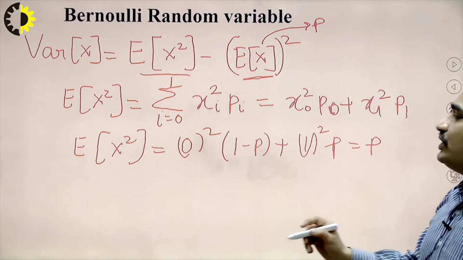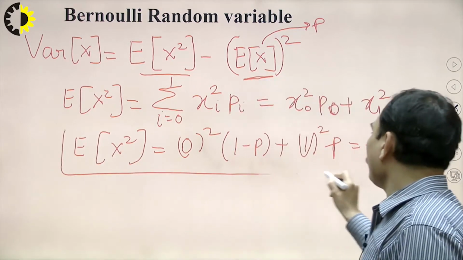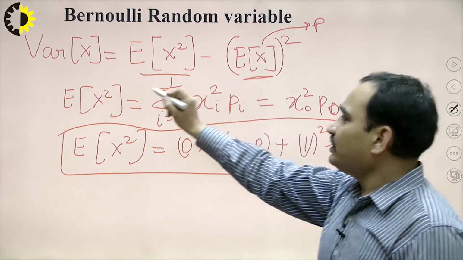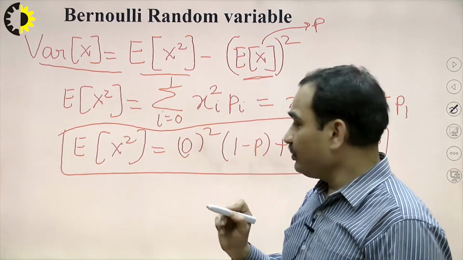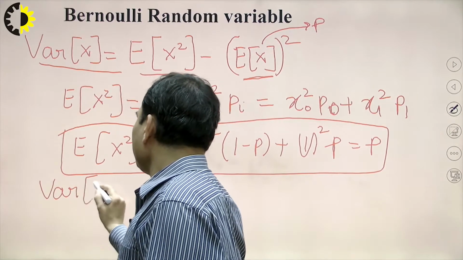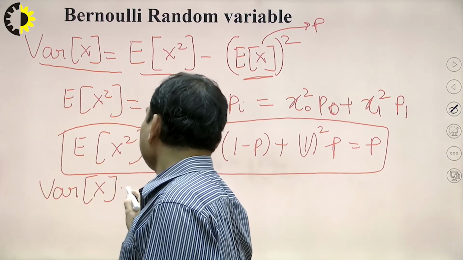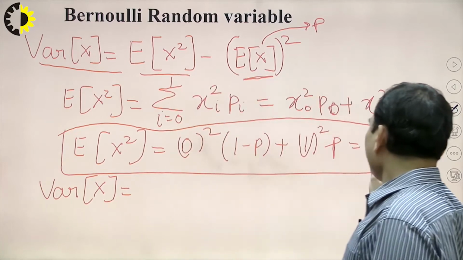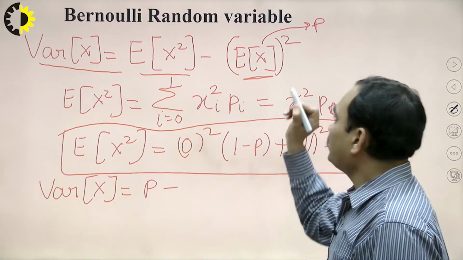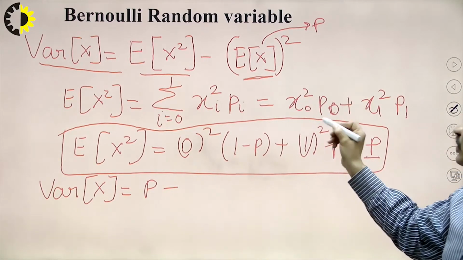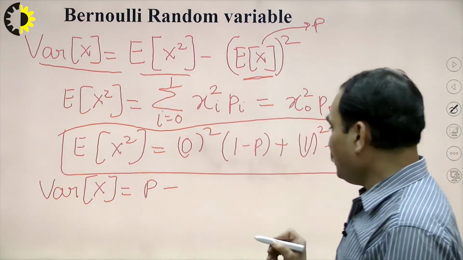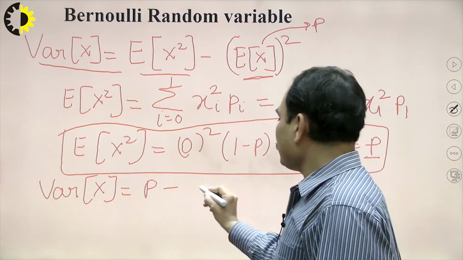Now substituting the values of the expected value for x square, expectation of x square, in the variance. While solving, what we are getting: the variance of the Bernoulli random variable x is equal to, expectation of x square is simply p, so we are writing p here, minus the expected value of x. So we are getting p, but we have to take the square, so it is p square.